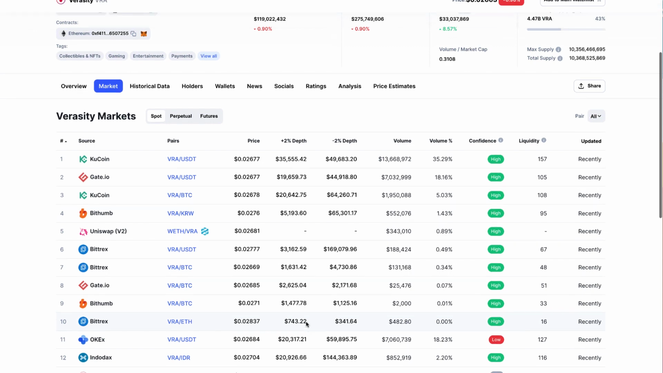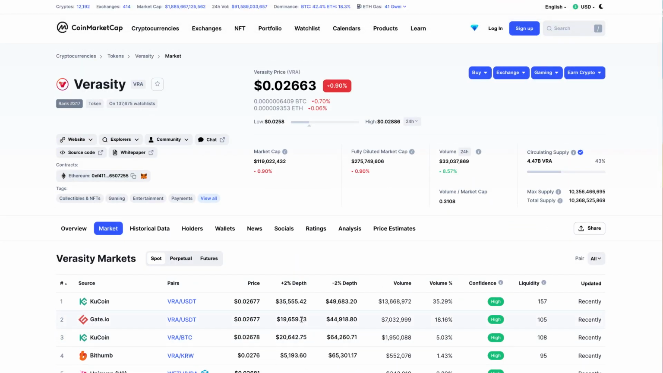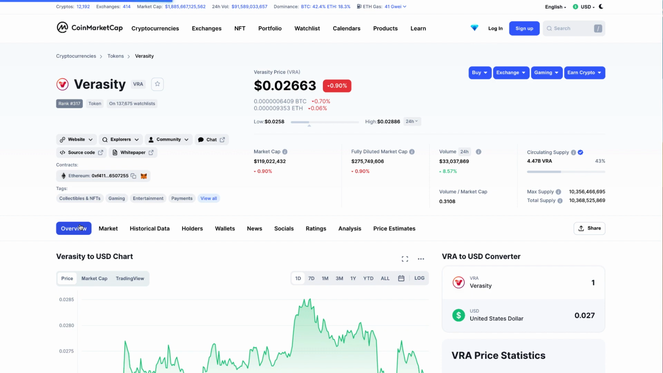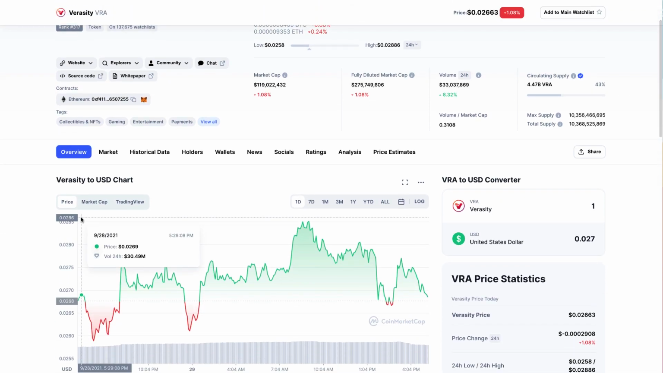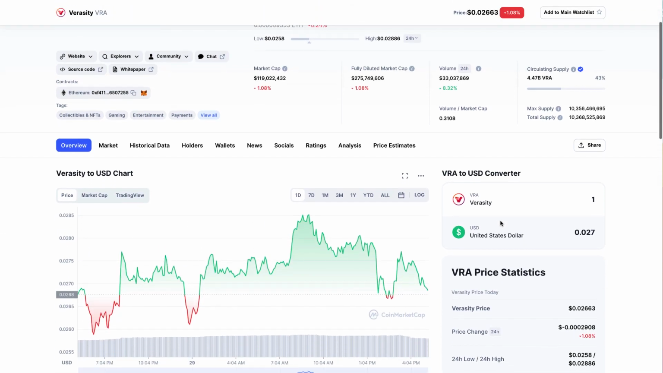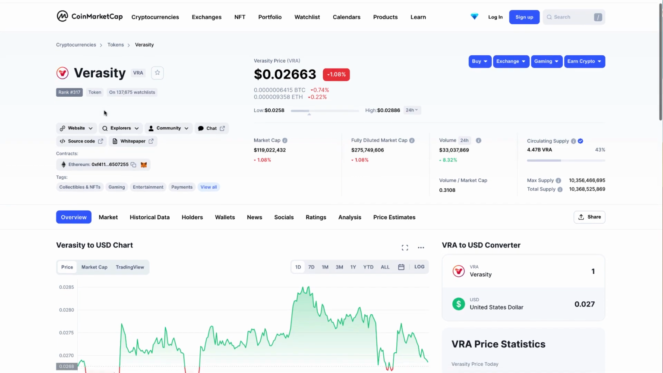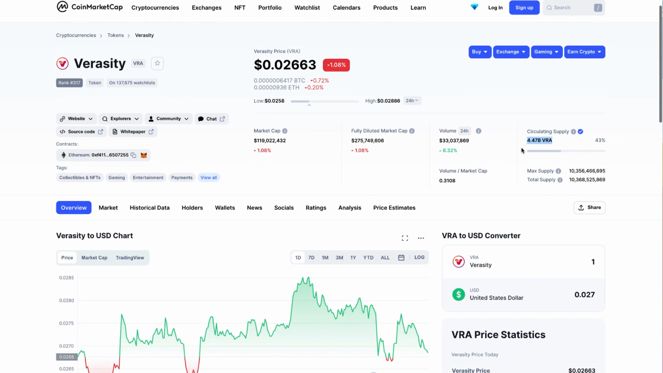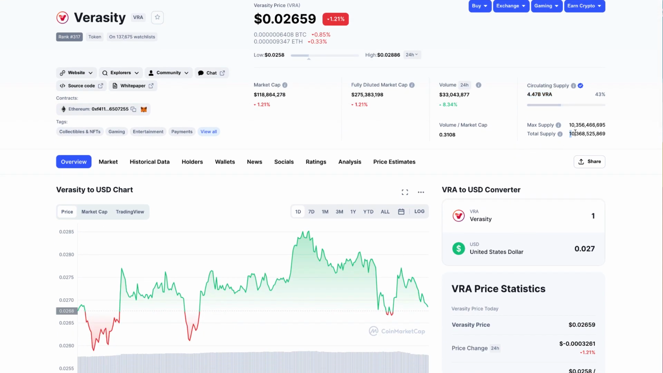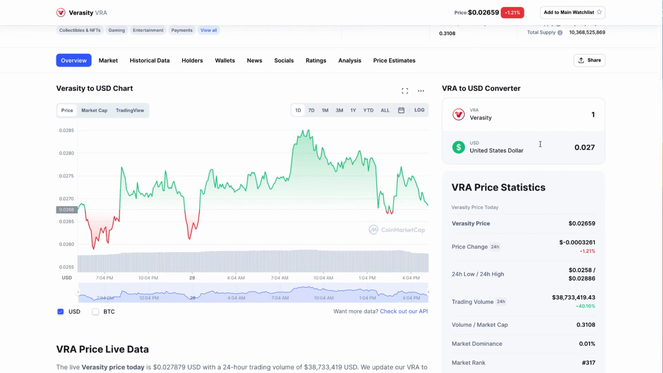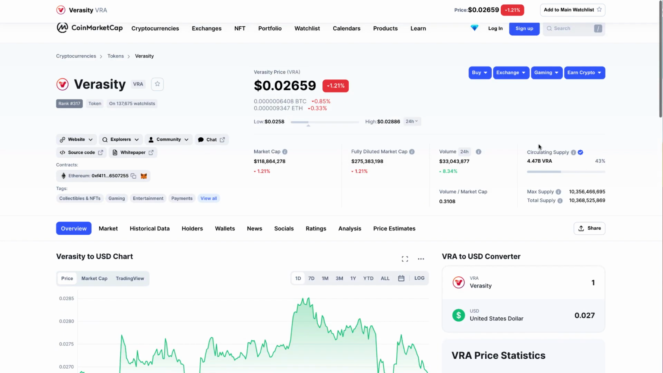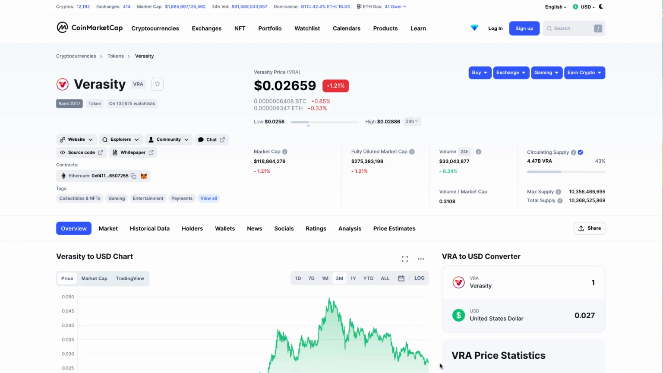The live Verasity price today is $0.027879. Verasity is down 3.04% in the last 24 hours. The current coin market cap ranking is number 317. It has a circulating supply of 4,470,185,346 VRA coins and a max supply of 10,356,466,695 VRA coins. On the 90-day chart, we can see that it has started to creep up, which is a good sign and possibly a good entry point.